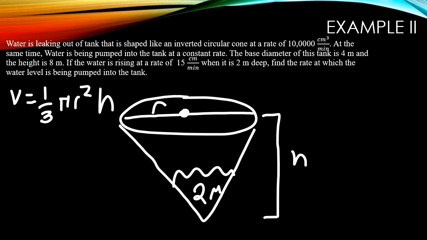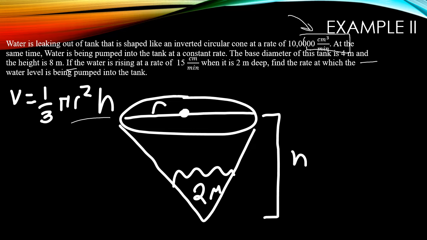So this is a differential equation problem, but if we solve for one of these variables, we can actually make it a related rates problem. So that's what we'll do. But the first thing we want to do is make sure everything is in the same units. So we want to change everything from meters to centimeters because the units of the rate that's given are in centimeters.